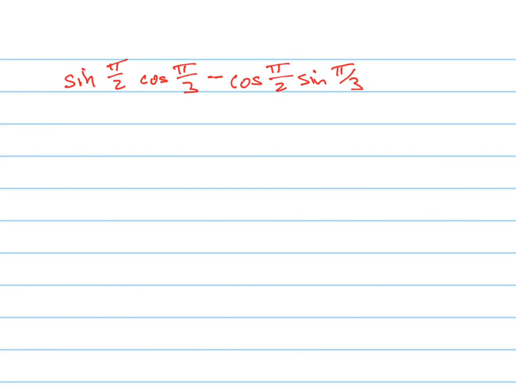They want us to write this in terms of a single sine, cosine, or tangent. If you have your trig identity sheet, let's call pi over 2 a and pi over 3 b. You'll see that you have sine a cosine b minus cosine a sine b, and that should ring a bell. If you look at your sum and difference identities, there's one that says exactly that.